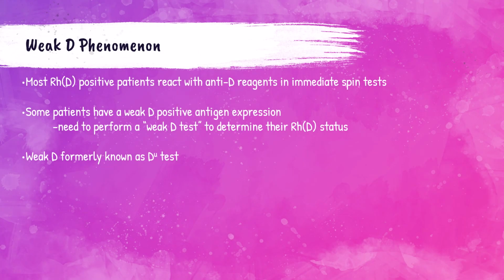Most patients that are RhD positive react with that anti-D antisera reagent in that immediate spin phase. When I say immediate spin, I'm referring to putting the patient red cell suspension in with the anti-D antisera and spinning it immediately in the centrifuge, so the results are read directly after the tube is done spinning. Most RhD positive patients are positive for this. Some patients have a weak D positive antigen expression. A weak D test, formally known as a DU test, needs to be performed on these patients to determine their RhD status.